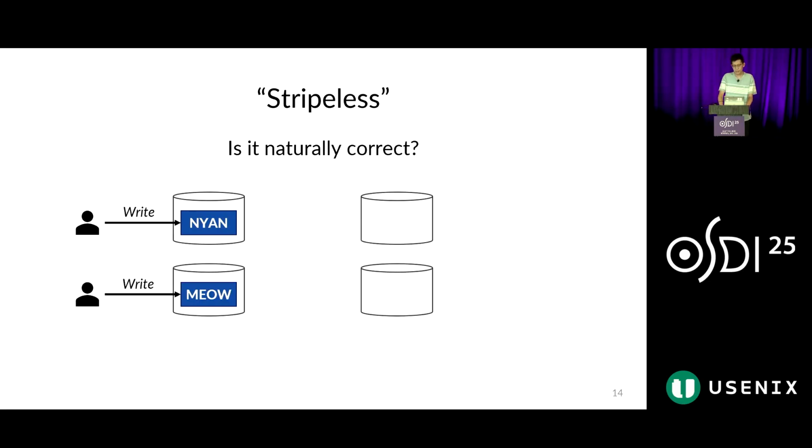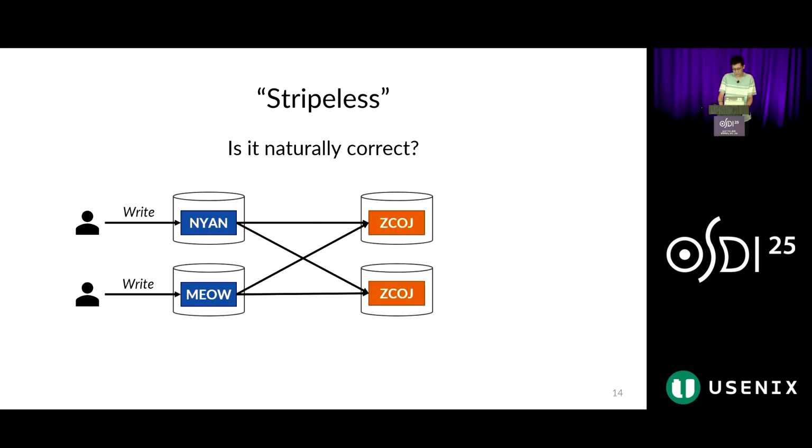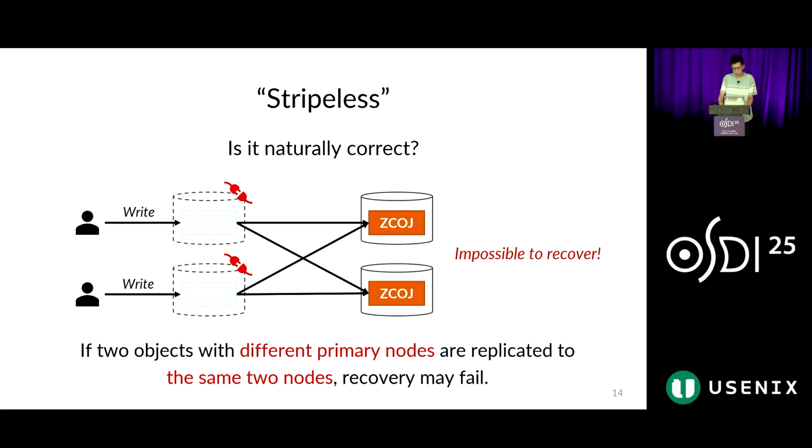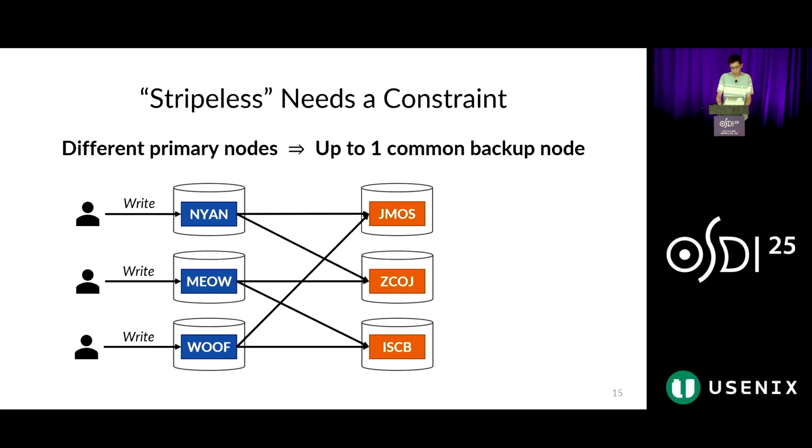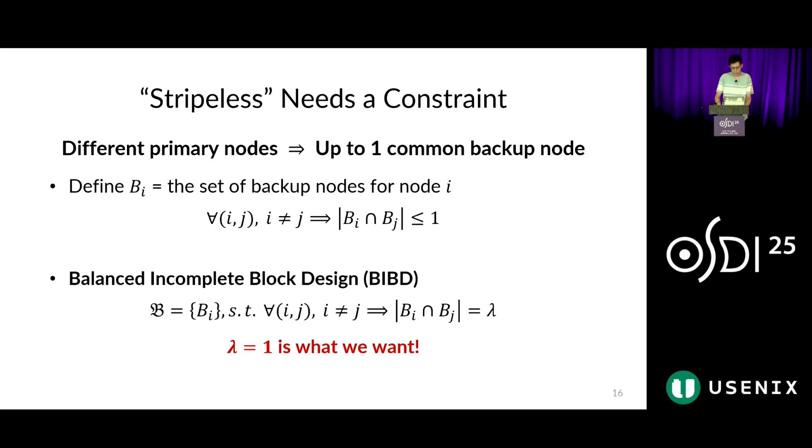However, a naive implementation of this idea can lead to data loss. If 2 objects' primaries on 2 nodes are replicated to the same 2 nodes, the 2 related parities can become linearly correlated. Recovery can be impossible in this situation if the 2 primaries fail together. The solution is to avoid such a situation. That is, any two objects with different primary nodes must share up to one common backup node. Thus, failure recovery becomes possible.